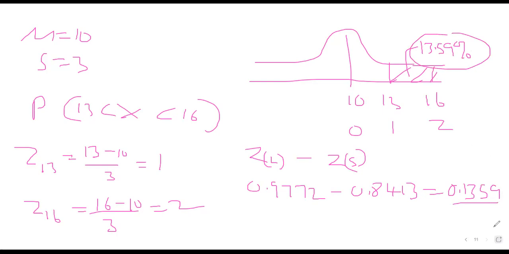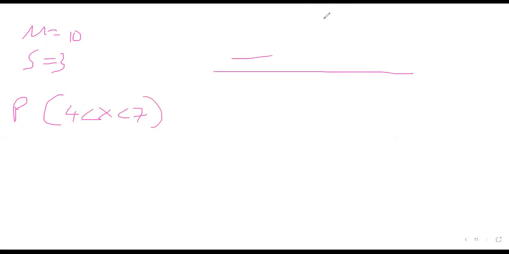Suppose they were all on one side, but on the left side. So the mean is still 10. Standard deviation is still 3. Then we're asked to find the interval between 4 and 7. So we're going to illustrate. 10 is here, 7 here, 4 is there.